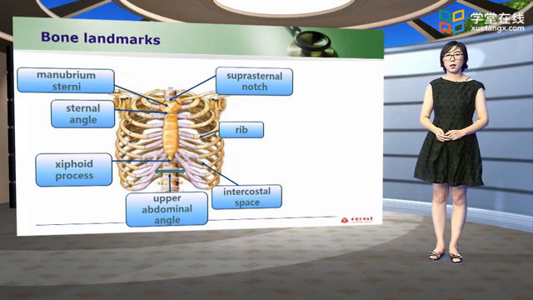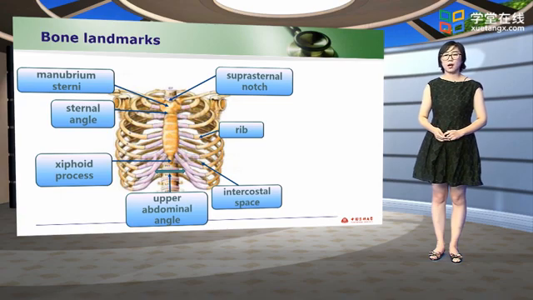and then the sternal angle. We can see the sternal angle. It can connect the second rib. It is a very important bone landmarker for counting ribs and intercostal space. Now, this is the xiphoid process. We can see the xiphoid process is a triangular part at the lower end of the sternum.